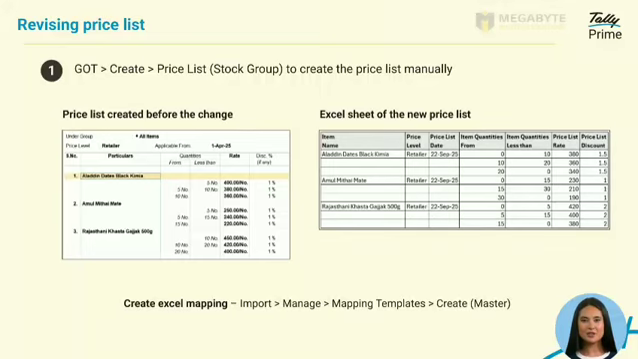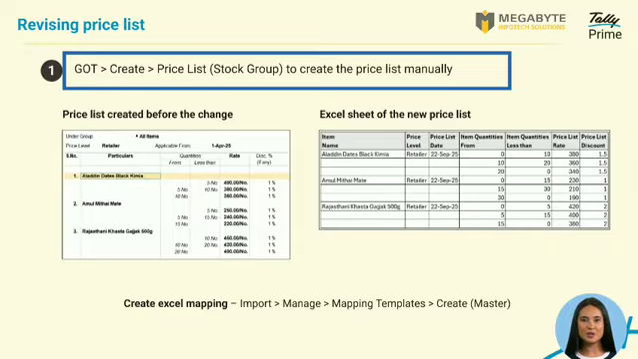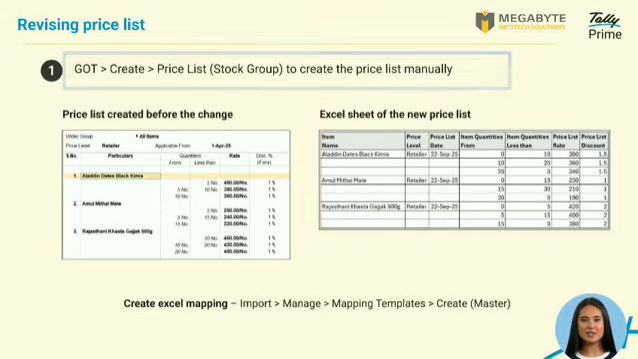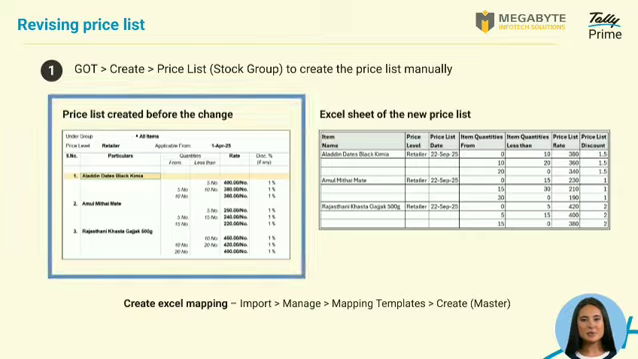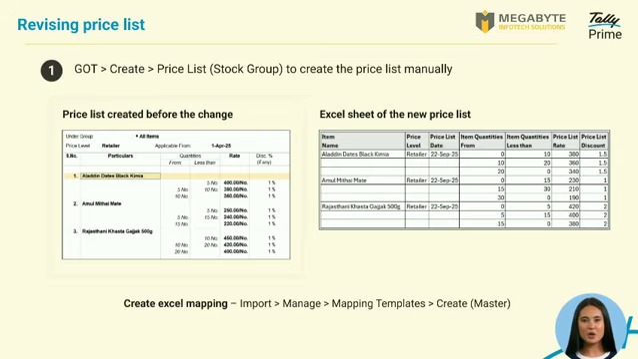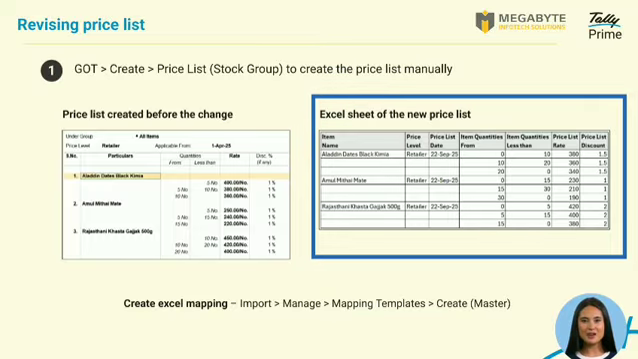In TallyPrime, you can revise your price list directly from the gateway of Tally. Under Create in the gateway of Tally, search Price List, Stock Group. Here, you can update your rates manually. On the left, you see the price list that was created before the GST rate change. On the right, we have an Excel file prepared with the revised prices. This helps in bulk changes, especially when you have many items.